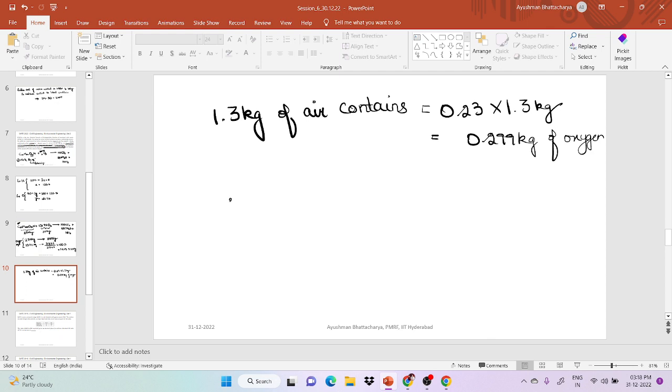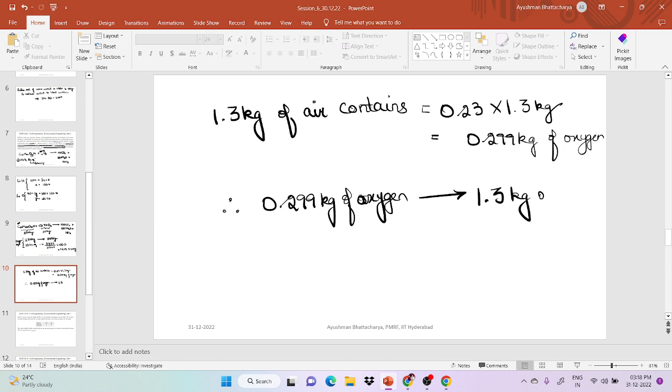Okay, therefore if 1.3 kg of air contains this much amount of oxygen, we can write it the other way also: 0.299 kg of oxygen is present in 1.3 kg of air. Like in reverse, I wrote 1.3 kg contains this much oxygen, so I can say this much amount of oxygen is present in 1.3 kg of air.